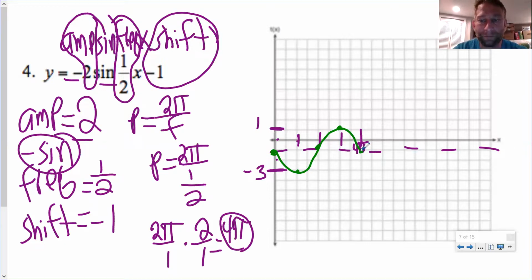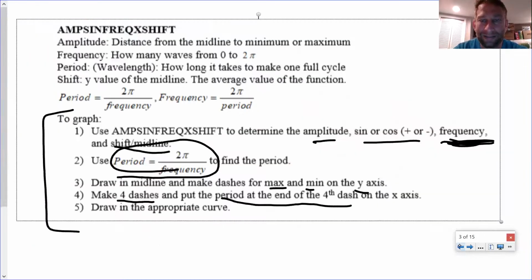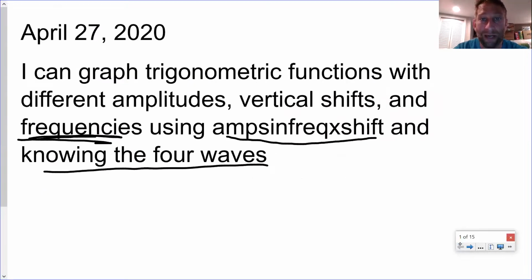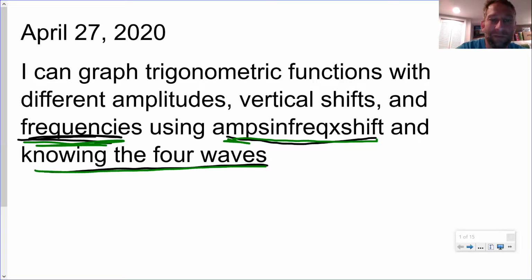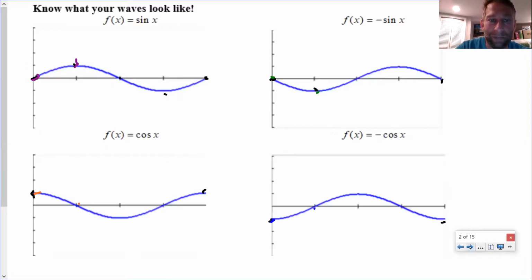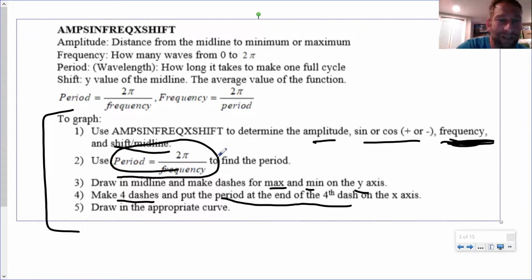So I can graph trigonometric functions with different amplitudes, vertical shifts, and frequencies. Again, that's what's new for this lesson, using amp sine freq x shift and knowing the 4 waves. Again, amplitude comes in the front, then it's sine or cosine, then it's the frequency, then it's the x, then it's the shift.